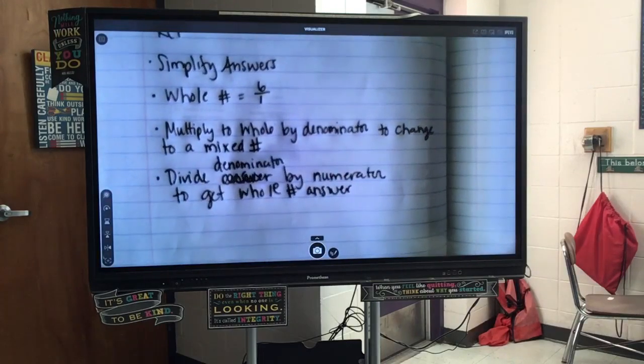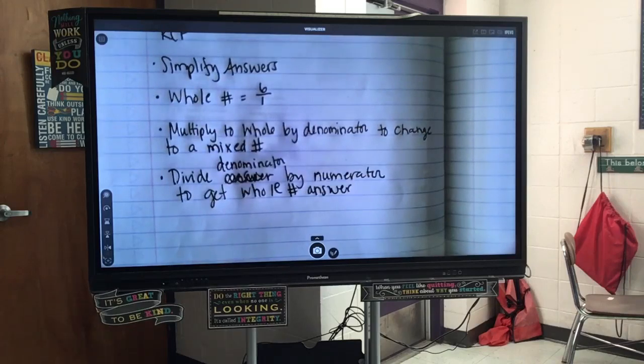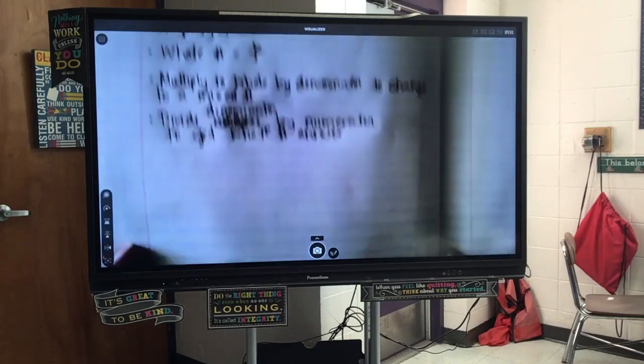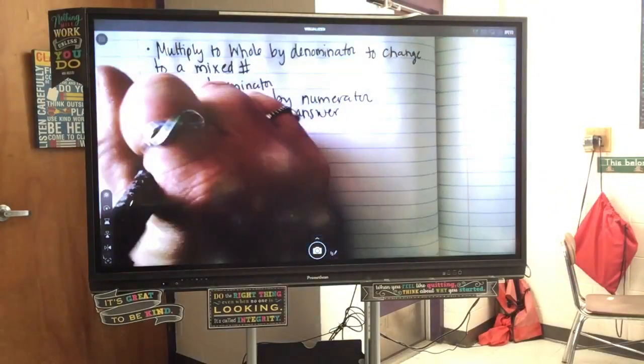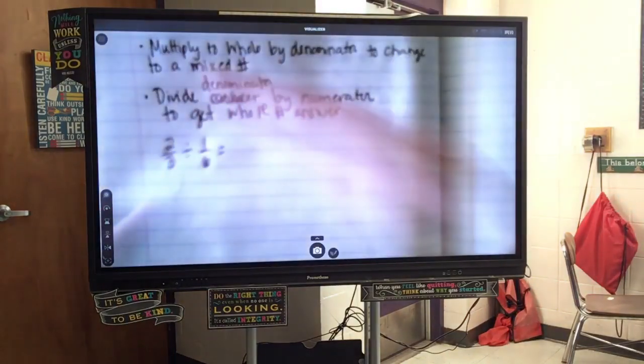So if you guys are writing, you still have 2.5 minutes that you have to keep writing with the information. So at this point, could you do an example? Yeah. Okay, so let's put an example on our page. Lily. 2/3 divided by 1/6. Okay, so 2/3 divided by 1/6.